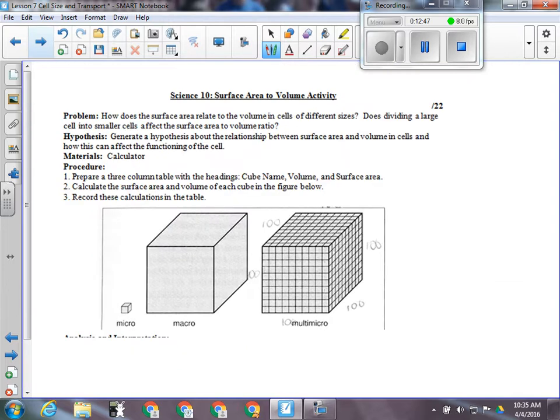All right, so our surface area to volume activity is going to look like this. You've got a Google Doc that you're going to be filling in. There's also a PDF that looks like this sheet that I've attached to the assignment. The problem we're investigating is, how does the surface area relate to the volume in cells of different sizes? We've kind of already talked about that. Does dividing a large cell into smaller cells affect the surface area to volume ratio?